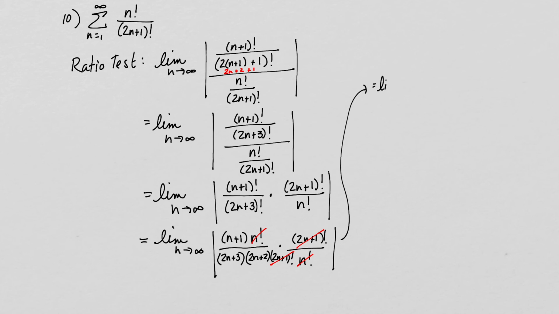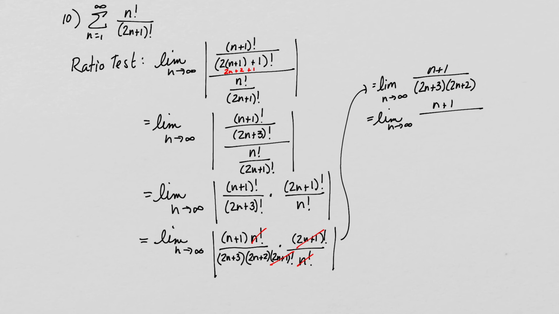And so we're at the point where we have the limit as n approaches infinity of n plus 1, all divided by (2n+3) times (2n+2). And I dropped the absolute value because all of that stuff is positive. You could multiply the bottom out and then do L'Hopital's rule. On the solutions, I didn't take the time to do that.